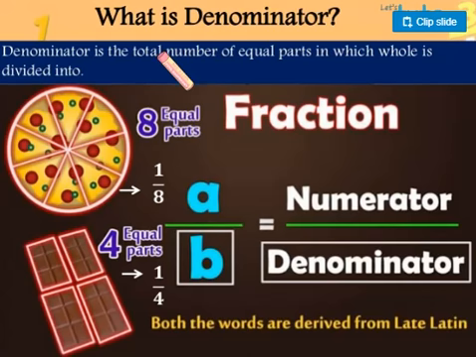What is a denominator? The denominator is the total number of equal parts into which the whole is divided. Similarly over here you can see 1 upon 4, and again, both the words numerator and denominator are derived from late Latin. You can see these pictures again, it's the same example as I told you.